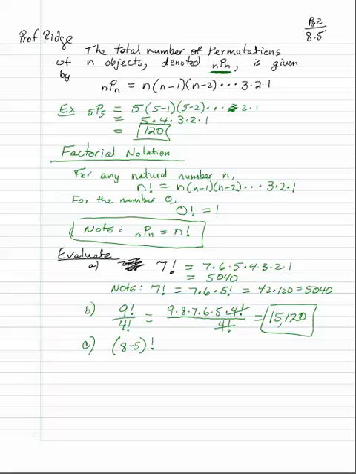Okay, now 8 minus 5 in parentheses factorial. So you still do order of operations. You're going to do the grouping symbol first. That's going to be 3 factorial, which is 3 times 2 times 1, which is 6.